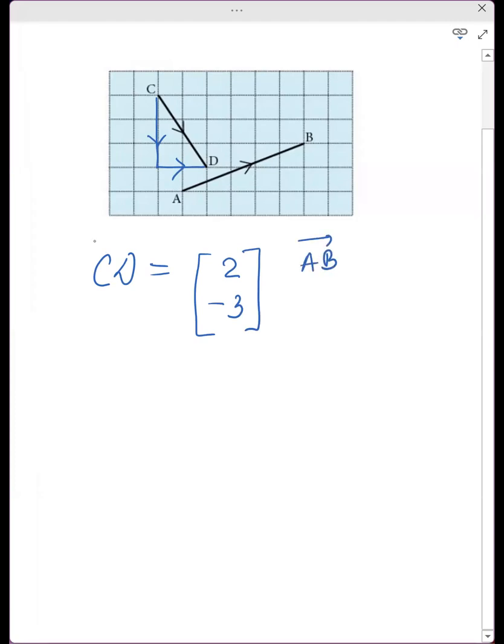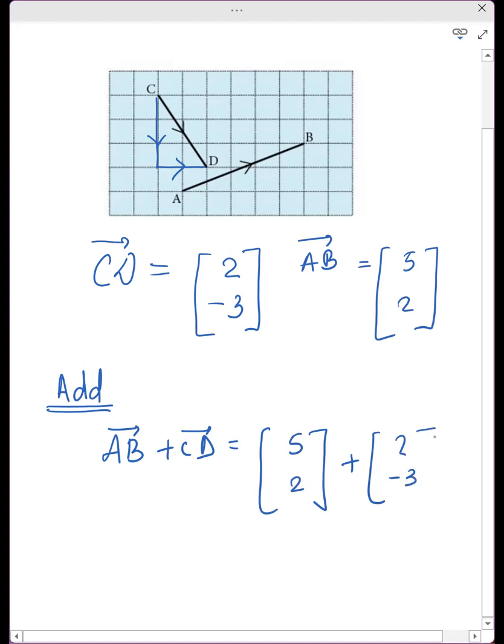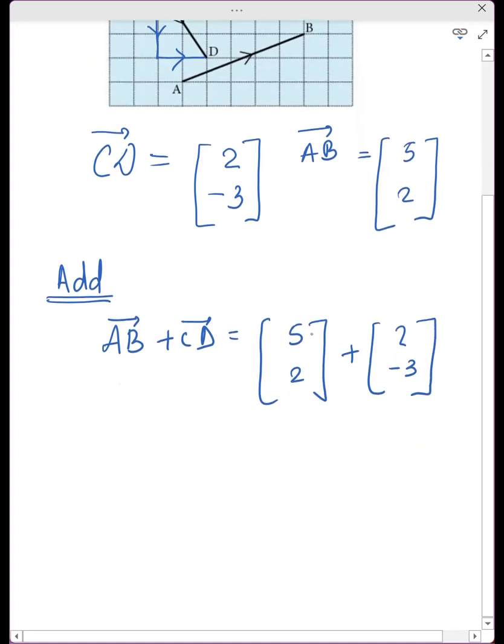Same for AB. So AB will be 5 and 2. Now let's perform the addition. For making this addition, we need to add them. AB plus CD is equal to (5, 2) plus (2, -3). Now what we need to do is add this to this and this to this. So 5 plus 2, we got 7, and 2 minus 3, we got -1.